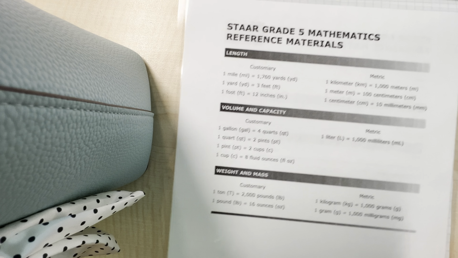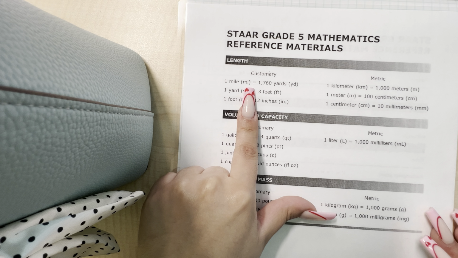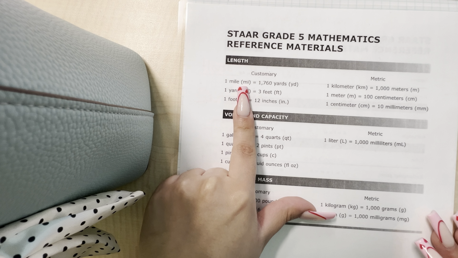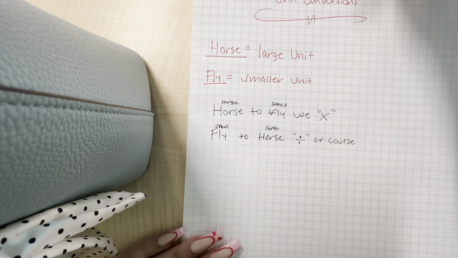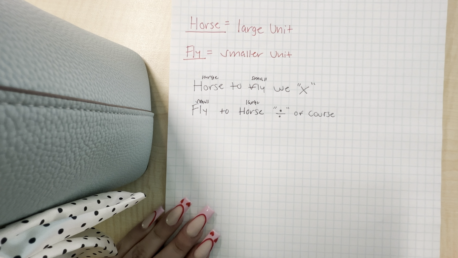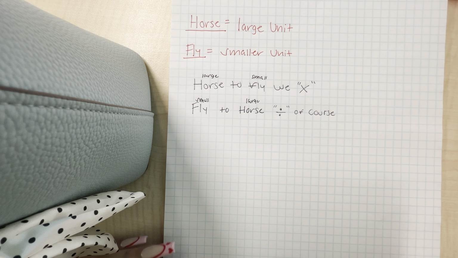So for example, if we're going from a mile to a yard, our mile is technically bigger. So going from horse to fly, we would multiply. So let's do a few examples to kind of put this in practice. Let's do this one first.